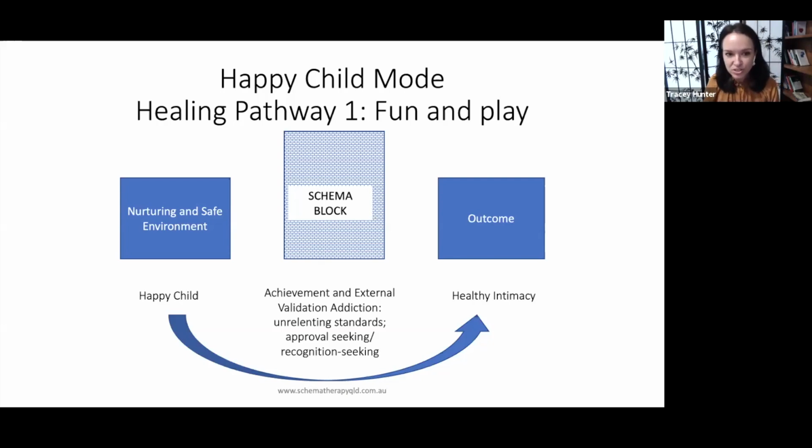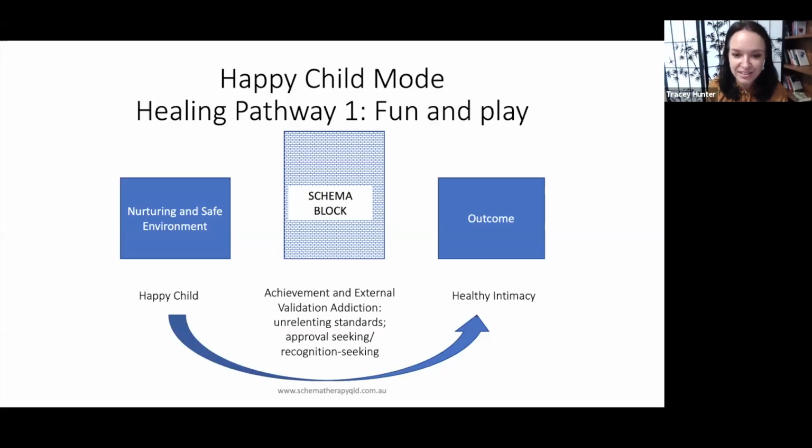Okay, and if we were hoping to see just a continuation into adulthood, which is this healthy intimacy, but there's a block there. We want to know what is blocking this person from bringing that same happiness, joy, energy that they experienced in their childhood. What's blocking that? Okay, so in the middle, we see that the block is an achievement and external validation addiction.